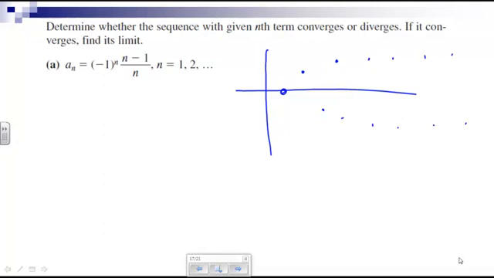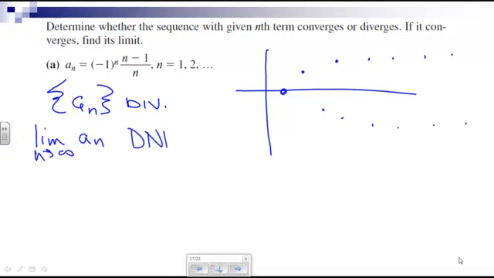They're not the same. There's not one single value that it goes to. Indeed, we say two things. We say the sequence a sub n diverges. We could also say that the limit as n approaches infinity of a sub n does not exist because it goes back and forth between essentially positive 1 and negative 1.